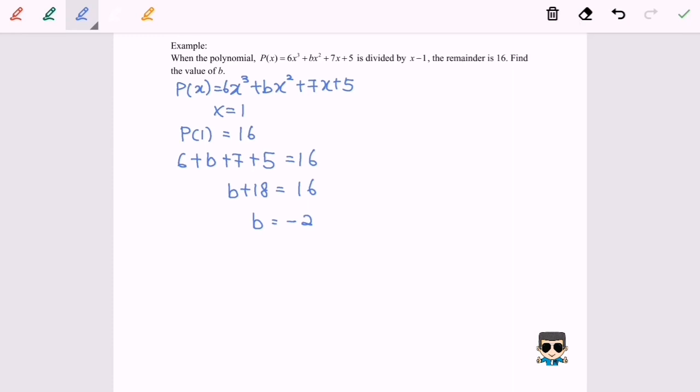And my advice to you is to substitute the value of b into p(x). So finally, my polynomial will be 6x cubed minus 2x squared plus 7x plus 5.